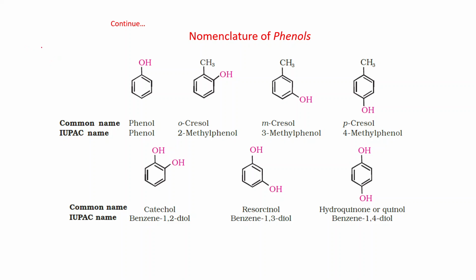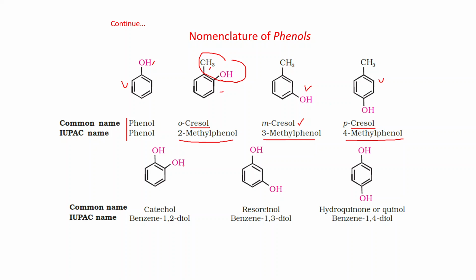Let us see some examples of phenols. This benzene ring contains OH. In the common name as well as the IUPAC name, this is called phenol. Now in this, CH3 and OH are both at ortho positions. That's why this is orthocresol. In the IUPAC name, this is 2-methylphenol. This one is metacresol, 3-methylphenol. Now in this case, CH3 and OH are at the para position. That's why this is paracresol and the IUPAC name is 4-methylphenol.